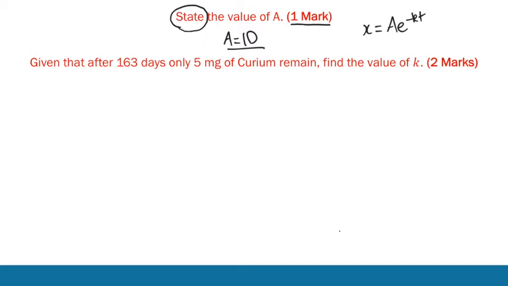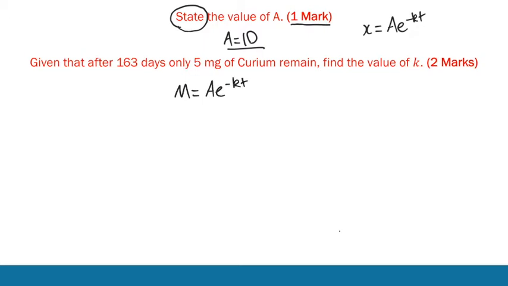Now, the next part of the question is that given that after 163 days, only 5 milligrams of curium remain, find the value of K. And so this makes sense. The 163 days was the half-life, which means that in 163 days, the amount in the container cuts by half. We started with 10, now we're at 5, so this makes sense. All we're going to do is substitute those two values, the value of t being 163 and the value of M being 5, to find the value of K. So here's our equation. M equals Ae to the minus kt.